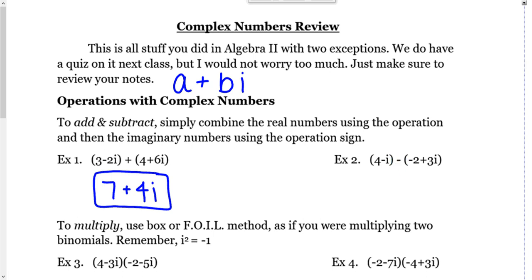So we've got our real terms, 4 and negative 2. What is 4 minus negative 2? Well, that's really 4 plus 2, so you should have said 6. Then you've got negative i and 3i. Negative i minus 3i. So I've already gone 1 negative, I need to go 3 more. Negative 4i.